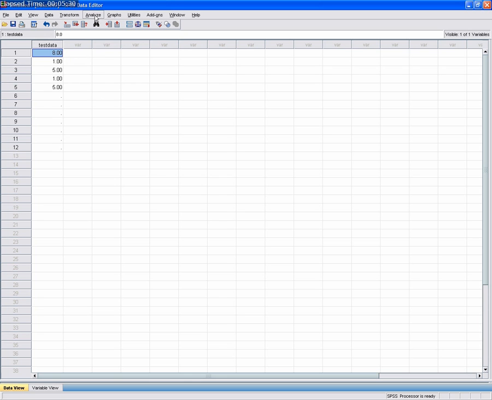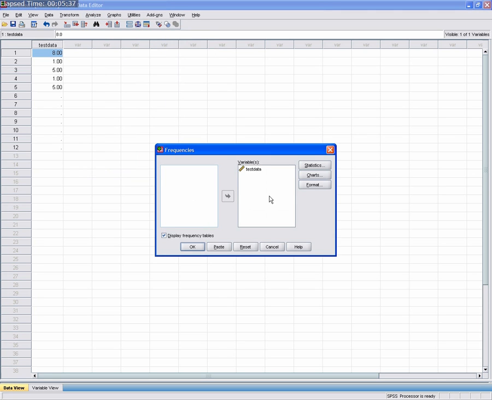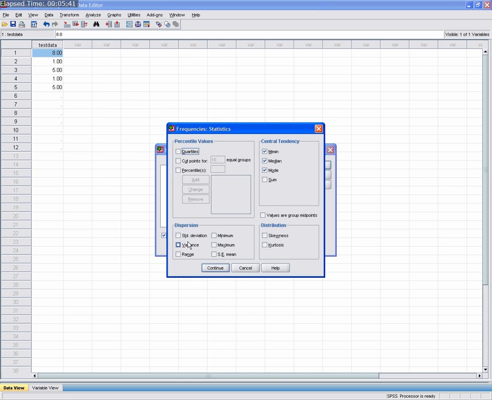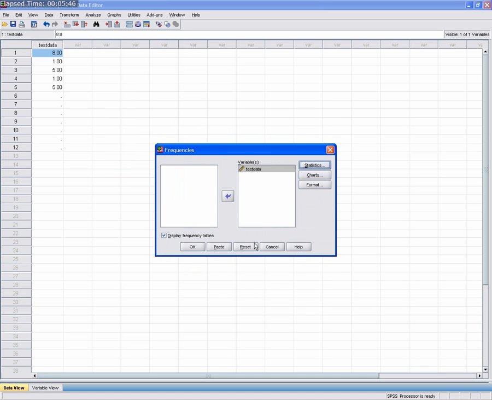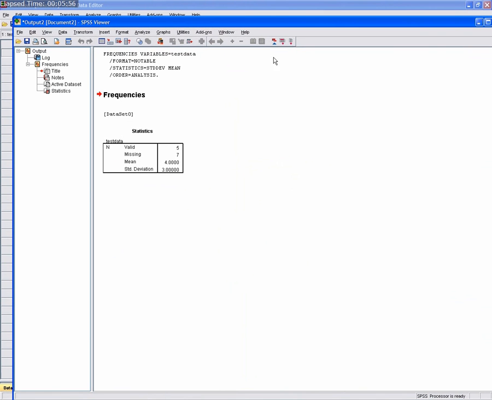So let's go ahead and analyze and do descriptive statistics and frequencies. And we're going to use test data again. And we're going to ask for standard deviation and the mean. And we're going to continue on and say OK. And don't forget, I'm not even going to display the frequency tables. Now we're actually taking a look at what the mean is.